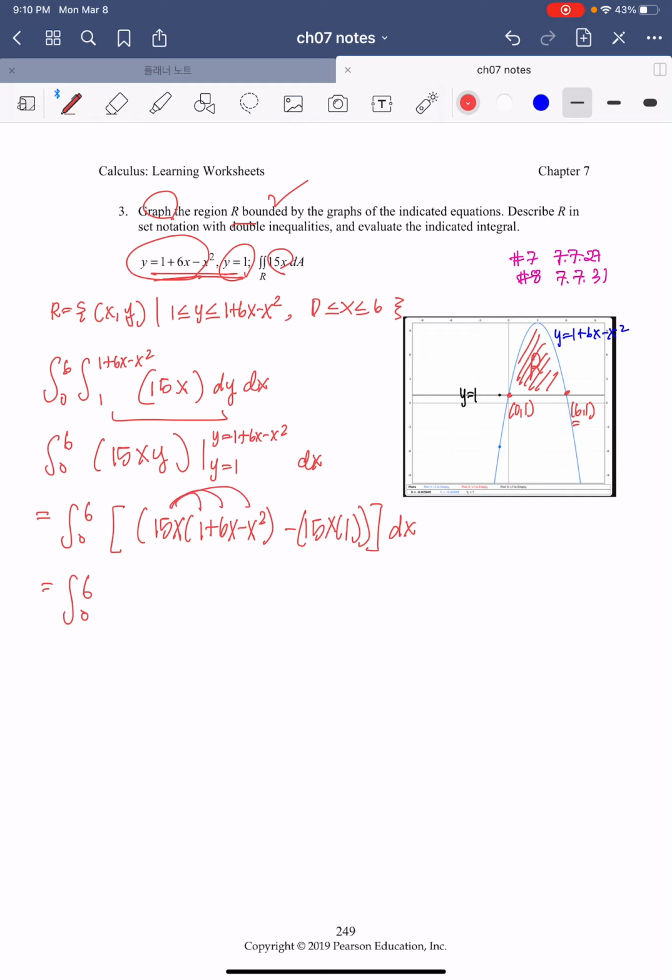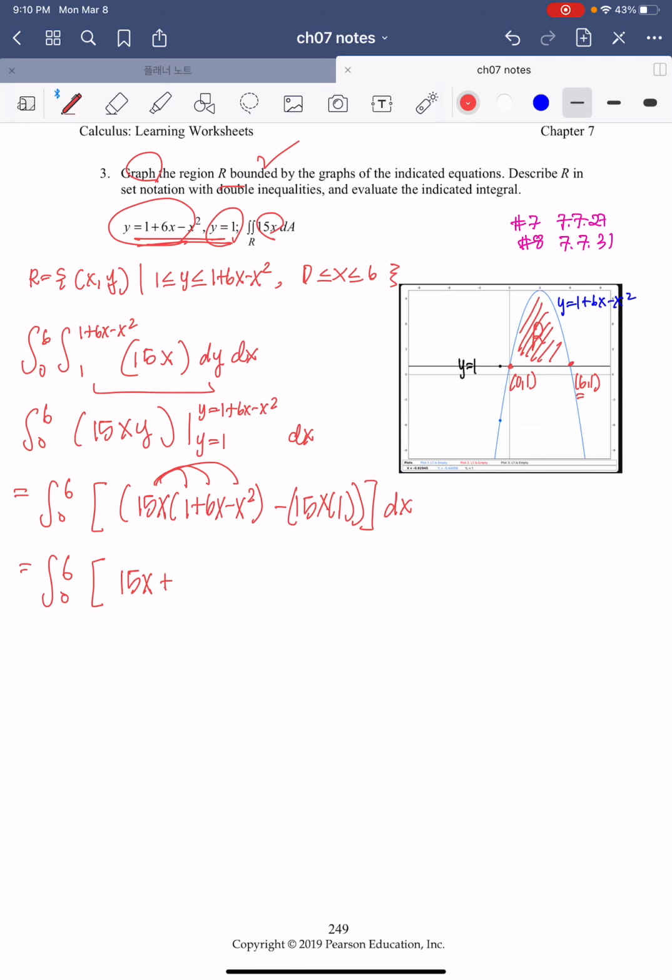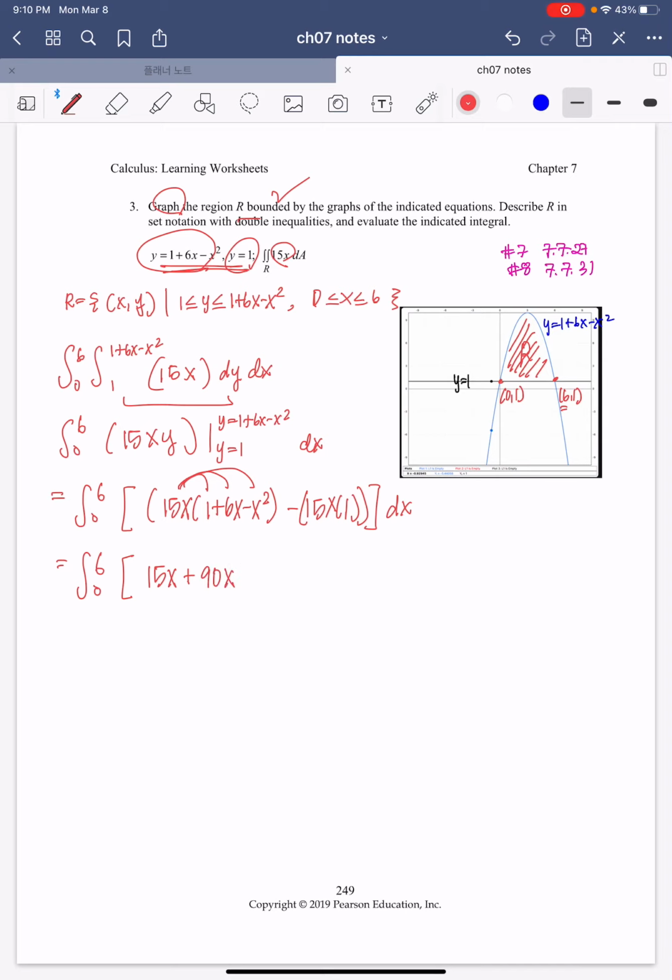0 to 6. Now I'm going to distribute this. So I have 15x plus 15 times 6, 90x squared, minus 15x cubed, minus 15x, dx. 0 to 6. The 15x disappears. So I have 90x squared minus 15x cubed dx.